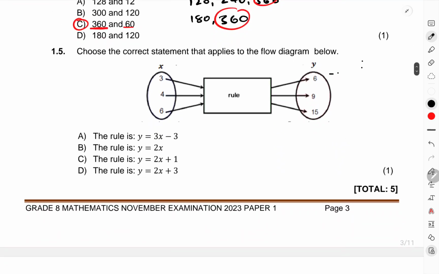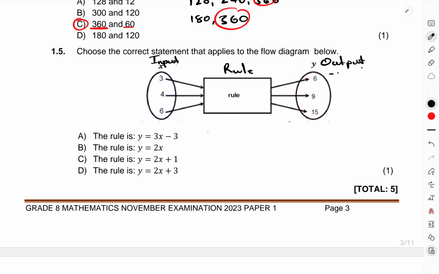Now let us go to 1.5. 1.5, choose the correct statement that applies to the flow diagram. Meaning here I have my input values. Here I have my output values, and here I have my rule. So what should the rule be so that when I substitute my input values, I will obtain my output values?